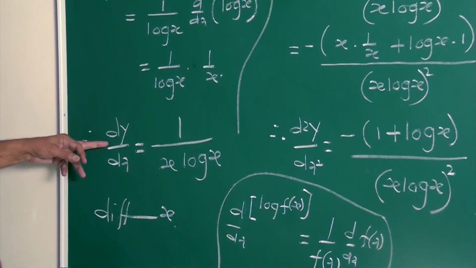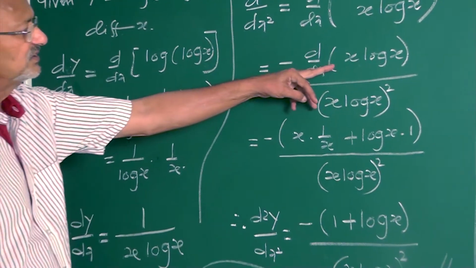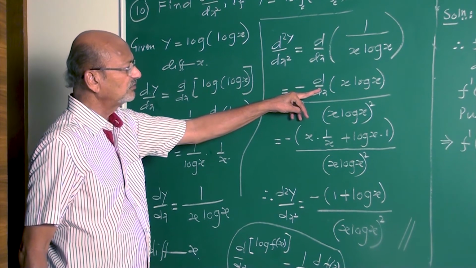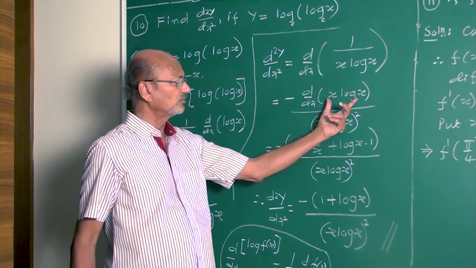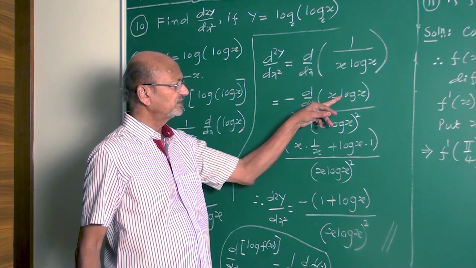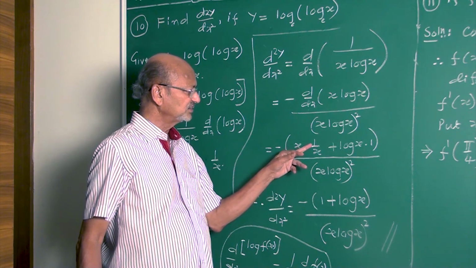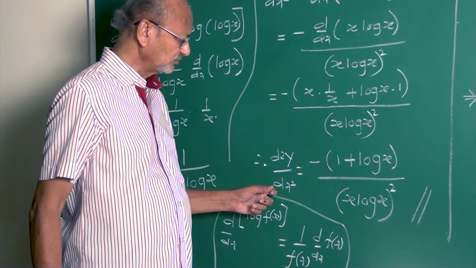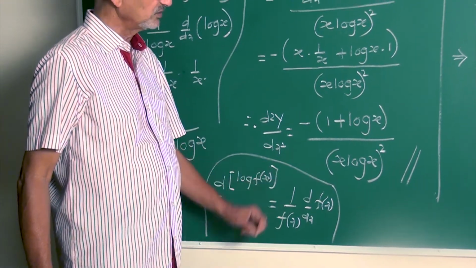Differentiate again. Derivative of first derivative is second derivative. This is 1 by phi, minus the derivative of denominator with respect to x upon square of the denominator. Minus product formula: x into derivative of log x is 1 by x, plus log x into derivative of x is 1, upon square. x cancels, gives minus 1 plus log x upon x log x the whole square. This is the second derivative of y with respect to x. This general formula is used: log f, 1 by f into f dash.